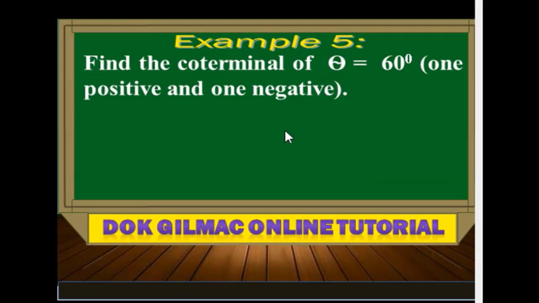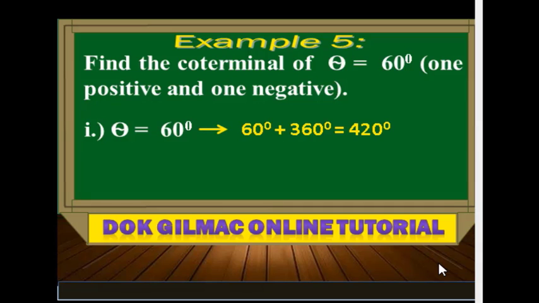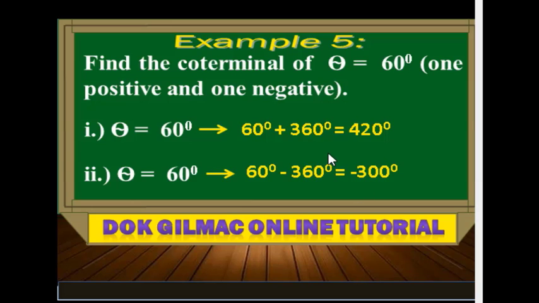Example number 5. Find the coterminal of theta equals 60 degrees, one positive and one negative. Okay, theta is 60 degrees. For a positive angle, we add 360 degrees to 60. So we have 60 plus 360, which is just equal to 420 degrees. Now, for a negative angle, we just subtract. Get the difference of 60 and 360. So 60 minus 360 is equal to negative 300 degrees.